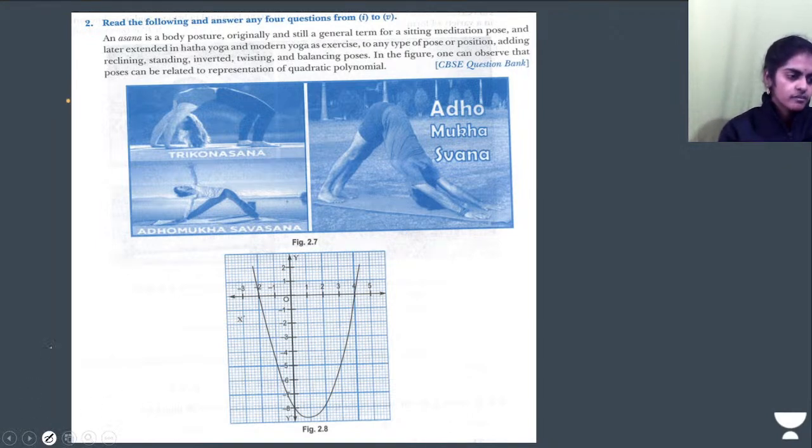Let me show it here. Whatever you are able to see here, all these are of a parabolic shape. So this U-shaped shape. Yes or no? Everyone? Is it clear, people?